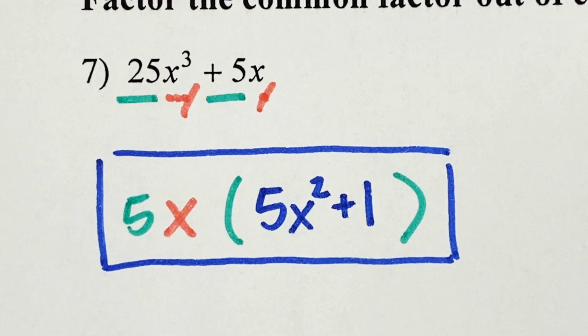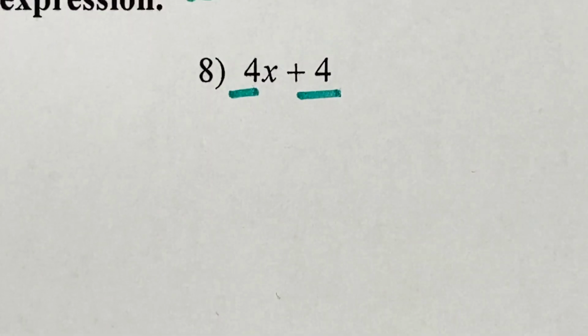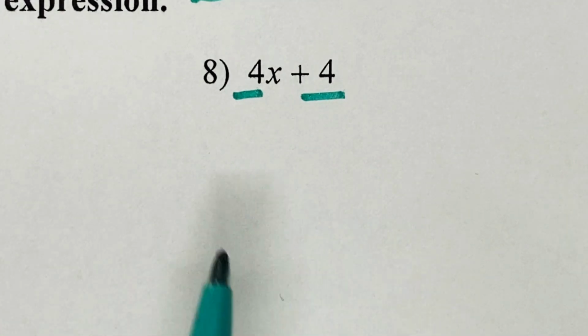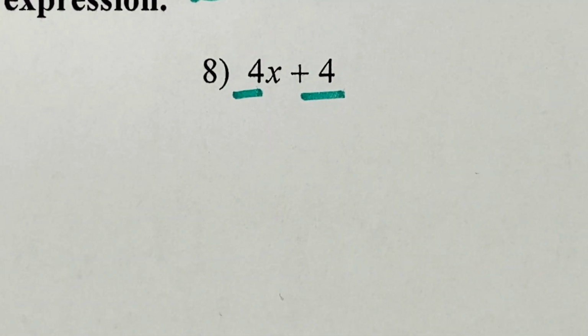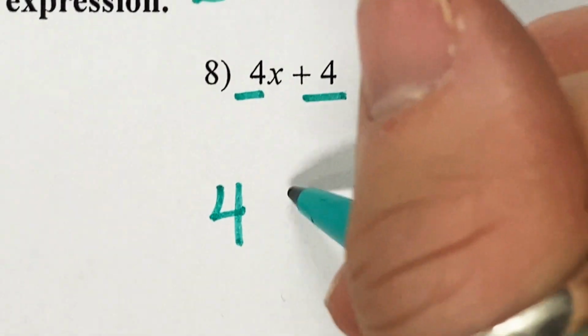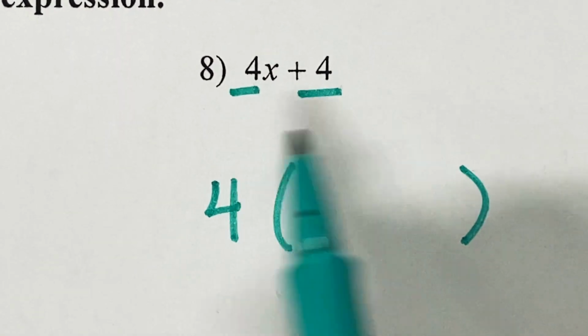Okay, let's do the same thing for number 8. Just look at your coefficients. Ooh, we have 4 and 4. What goes into 4 and 4? Oh, this one's easy. What do they have in common? They both have a 4. So we can take out a 4. Okay, so we were able to take out a 4, but then what's left over?